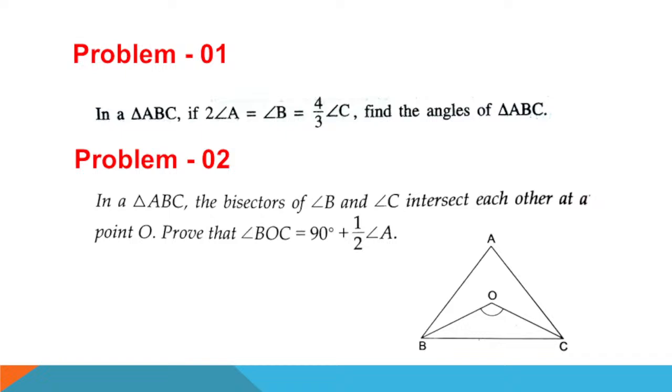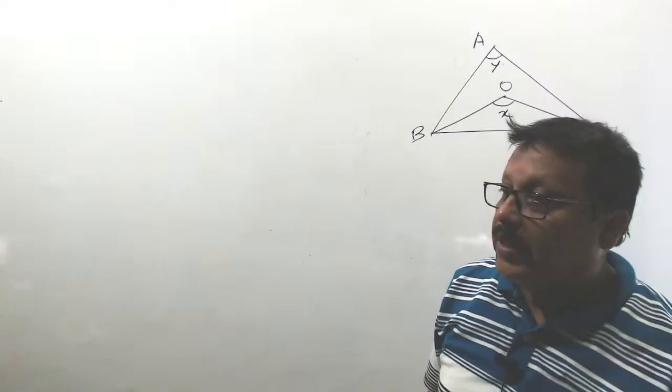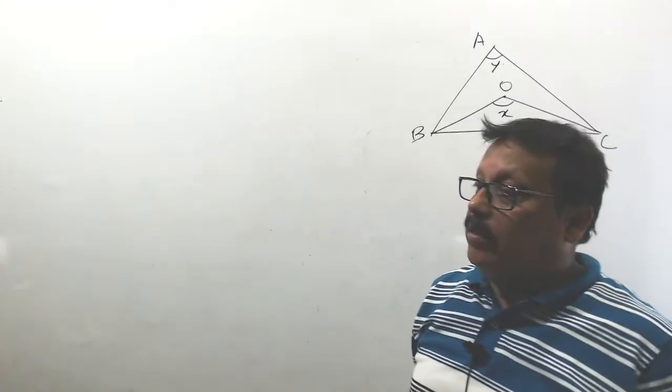A, B, C. Okay. OB is the bisector of angle B and OC is the bisector of angle C. Right. You have to prove angle BOC. Say it is X. Angle A, the value of angle A, is say Y. That is, you have to find the relation between X and Y.